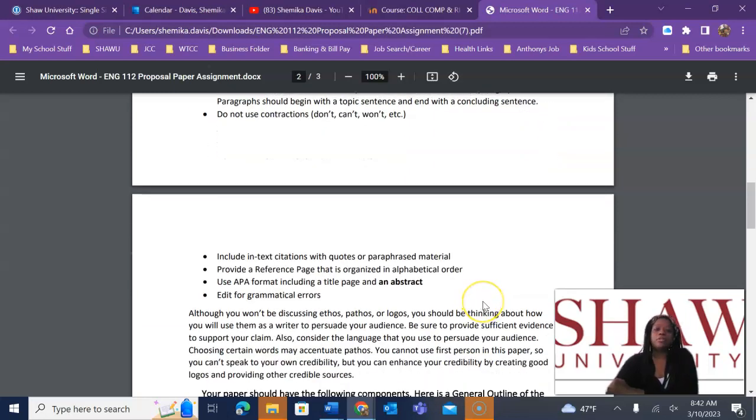We want to include in-text citations with quotes or paraphrased material. You want to provide a reference page. Obviously, it has got to be organized in alphabetical order. The APA format, including a title page.